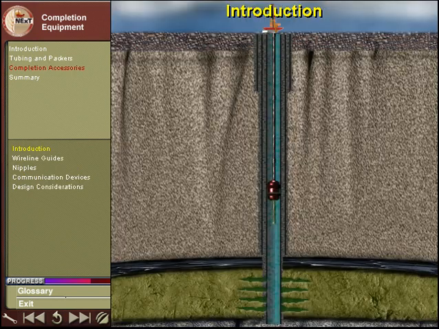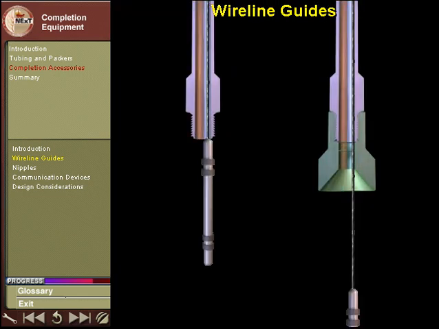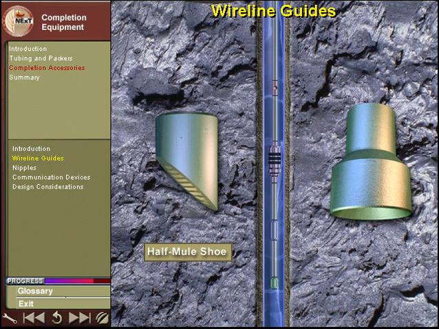In the following section, we will describe several pieces of completion equipment that are often included in the tubing string. We'll describe when and how to use these accessories, and discuss a little about factors to consider when choosing and placing equipment. Often, a wireline guide, or wireline entry guide, WEG, is run on the end of the tubing. This guide makes it easier to pull a slick line or wireline tool back into the tubing. An angle cut collar or half mule shoe is often used as a wireline entry guide.